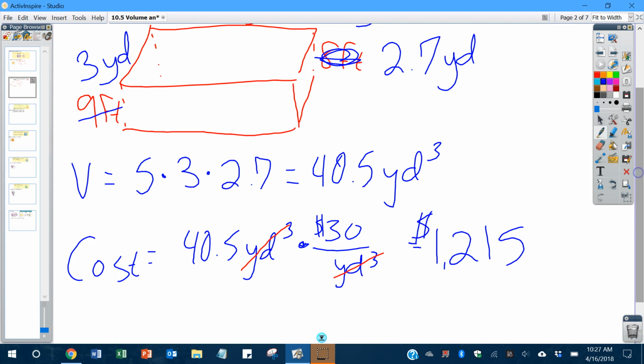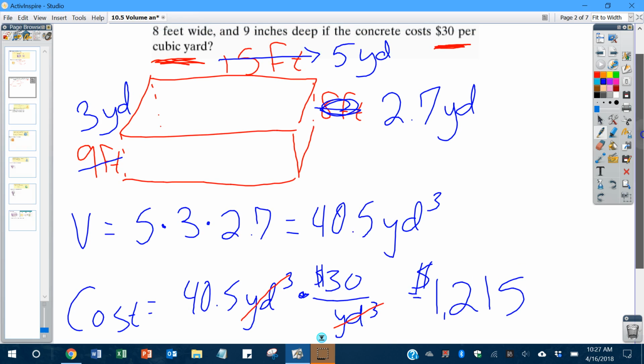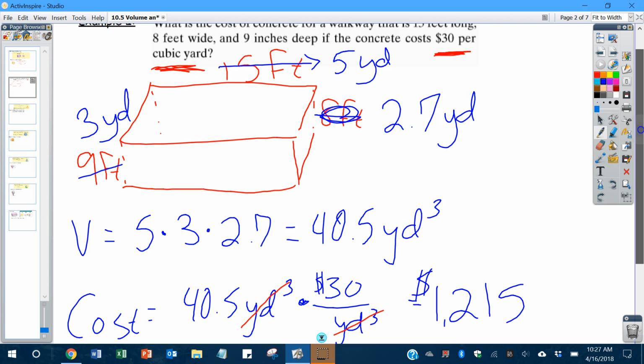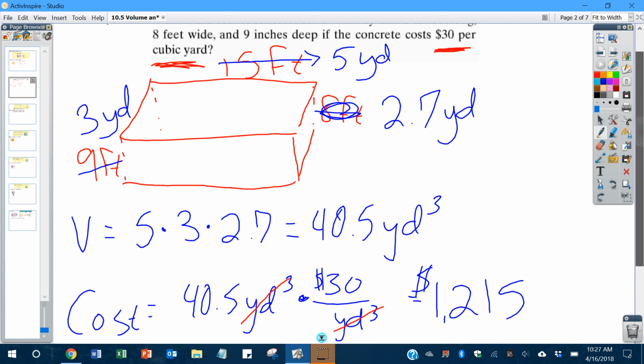So again, I really like to convert the units before I actually do any multiplication because it's just a little more straightforward.